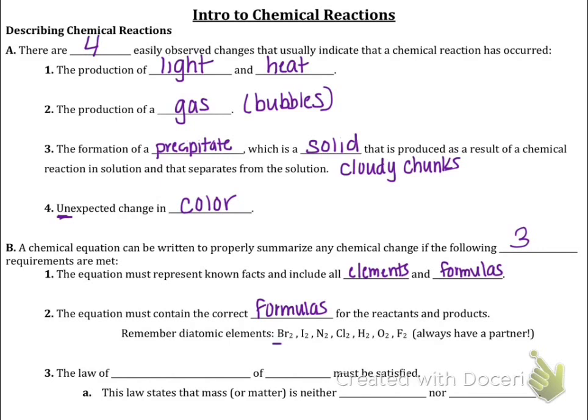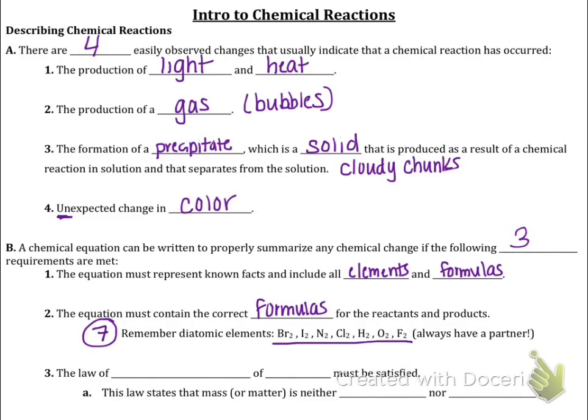So here we have Brinkelhoff. Brinkelhoff are 7 elements that always come in a pair. So always remember Brinkelhoff. Say it out loud to yourself. Brinkelhoff. Tell a neighbor. Brinkelhoff is bromine, iodine, nitrogen, chlorine, hydrogen, oxygen, and fluorine, and they always come in pairs. You never see them by themselves.